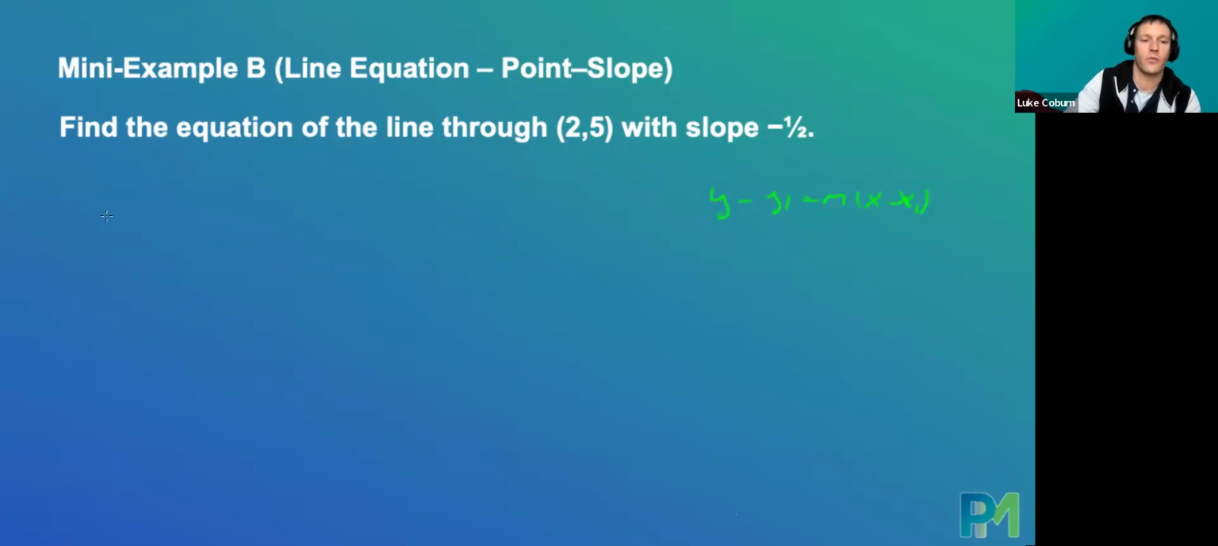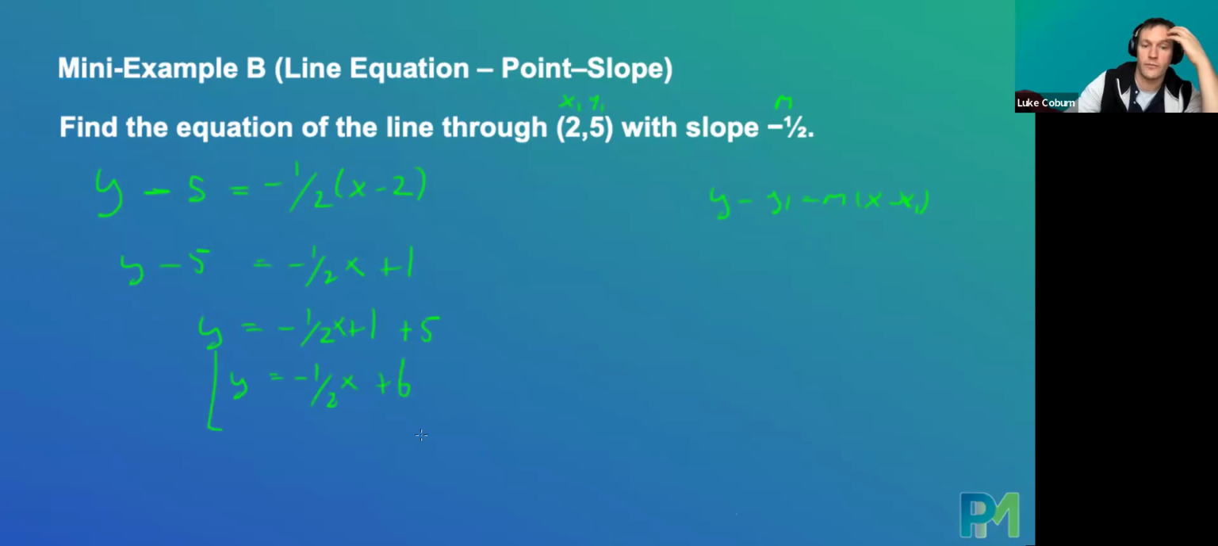Okay. So now I put in y minus, and I label everything: x1, y1, m. So y minus y1 is y minus 5 is equal to -0.5, and then x minus 2. And I just multiply everything out. So y minus 5 is equal to -0.5 times x, -0.5 times -2 is plus 1, and then y is equal to -0.5x plus 1, and then plus 5. Sorry, I forgot my x there. y is equal to -0.5x plus 6, and now I'm done.